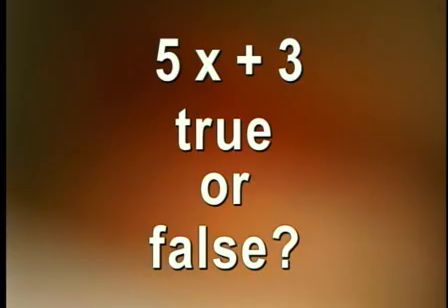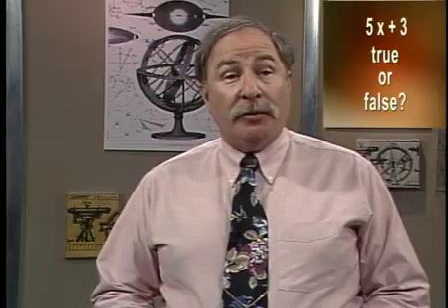An expression is neither true nor false. I could put any number I want in for x. I could put 2 in. 5 times 2 plus 3 is 13. I could put 0 in. 5 times 0 plus 3 is 3. But it's neither true nor false. In an equation, I can put a value in for the variable, and it could be true or false. And our job in solving equations is to find the value or values of the variable that make the equation true. Those are the solutions.